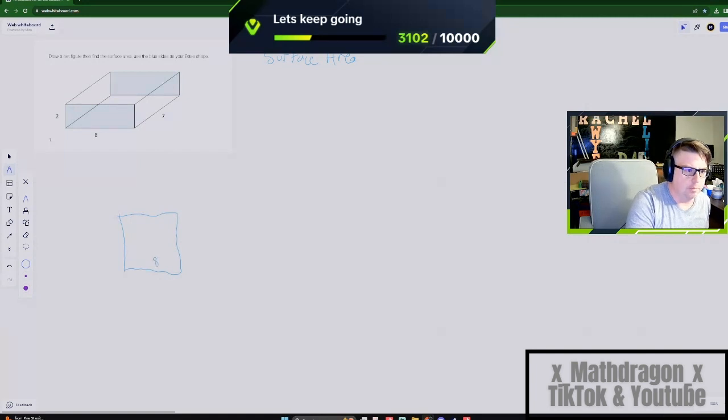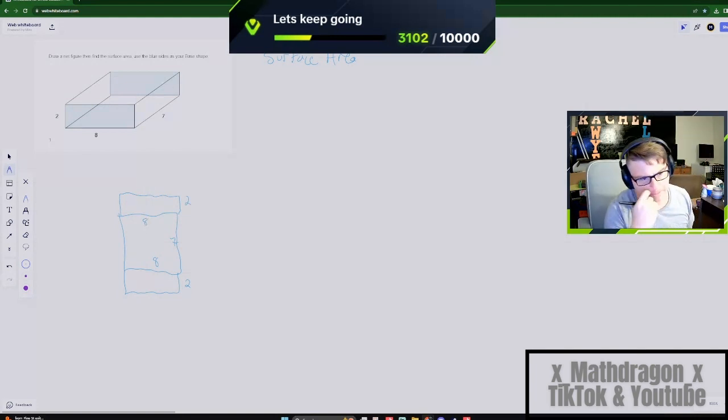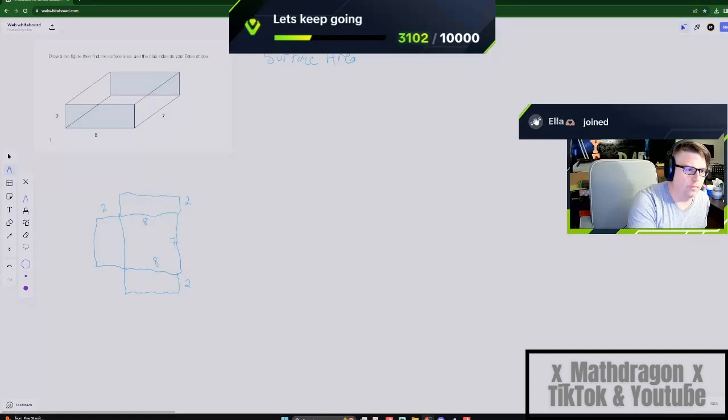Okay, so this is an 8 by 7 bottom to our box. So then our front face and our back face come down here, where this is 2, and that's 2. So these are 2 by 8s. Then we have the sides of our box, and this is called a net figure, and we need to draw a net figure for our surface area. And then we have the lid to our box, and that's another 8 by 7.